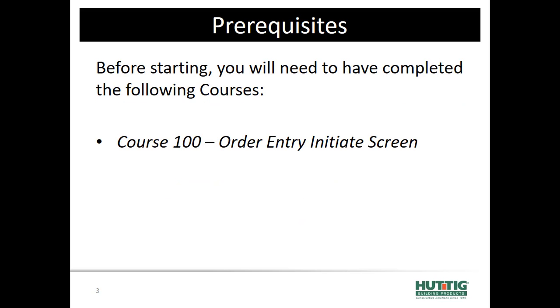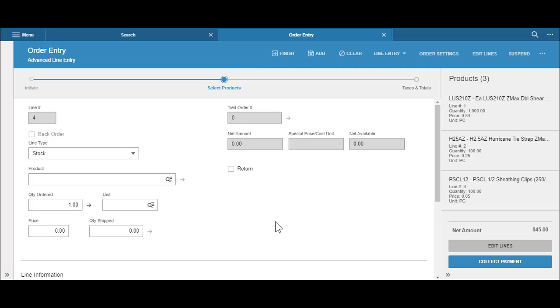Before starting, you will need to have completed the following courses. Once you have completed your Order Initiate screen and have advanced to the Advanced Line Entry screen, you can access the Easy Line Entry by clicking on the Line Entry button and selecting Easy from the drop-down.